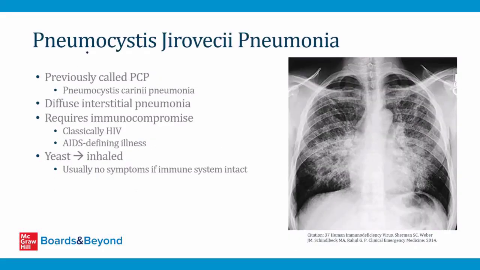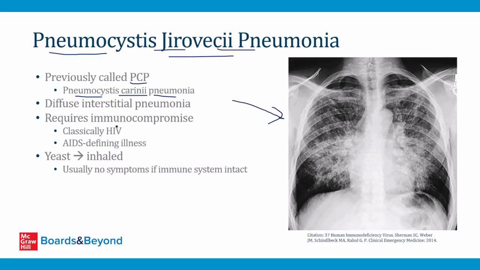And then the last infection I'll talk about in this video is Pneumocystis jirovecii pneumonia. This used to be called PCP pneumonia. PCP stood for Pneumocystis carinii pneumonia, but it was renamed to Pneumocystis jirovecii a number of years ago. This is not a bacterial infection, it's a fungal infection of the lungs, and it causes diffuse interstitial pneumonia like what's shown on this x-ray here.